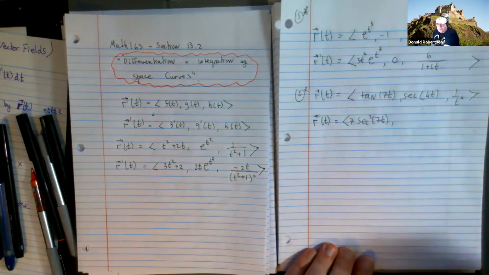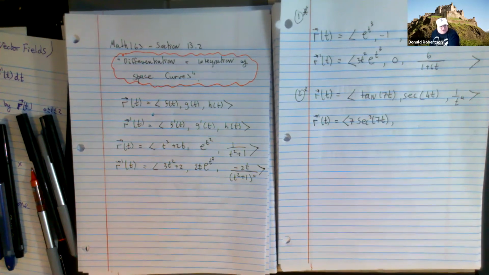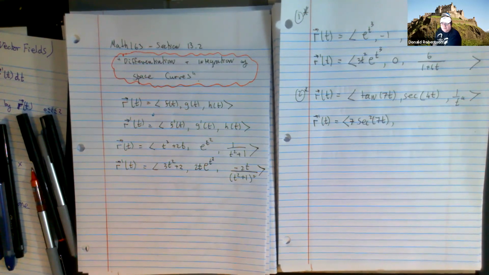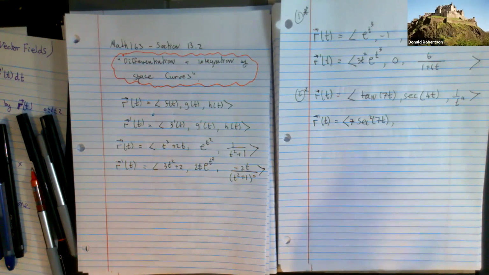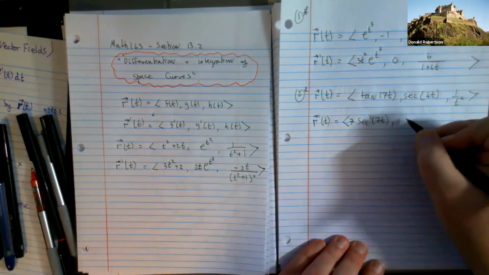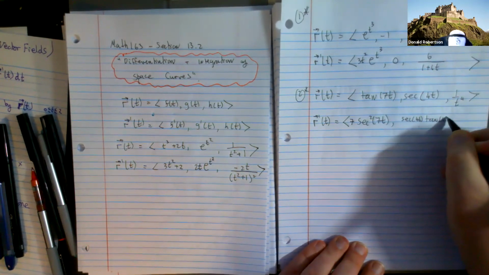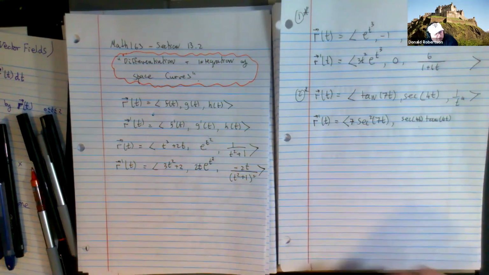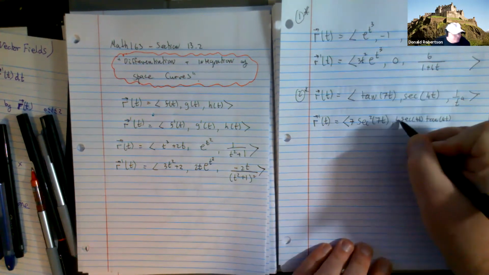Oh, this one will really challenge your memory. What's the derivative of a secant? Tangent secant. Okay, I call it secant tan, but tangent secant is correct. So secant tan. But technically, isn't it a chain rule? So you multiply by the derivative of 4t, right? And that's where that extra 4 at the front is coming from.